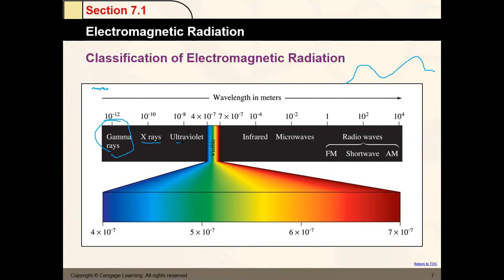Then we have ultraviolet, which is coming from the sun. Visible light, which is the one that our eyes can detect. So that's why here we have the 7 colors of the rainbow. We have purple, blue, indigo, green, yellow, orange, and red. Those are the 7 colors. Even in that particular range, you can see that the red light is the weakest: 7 × 10⁻⁷ versus 4 × 10⁻⁷.